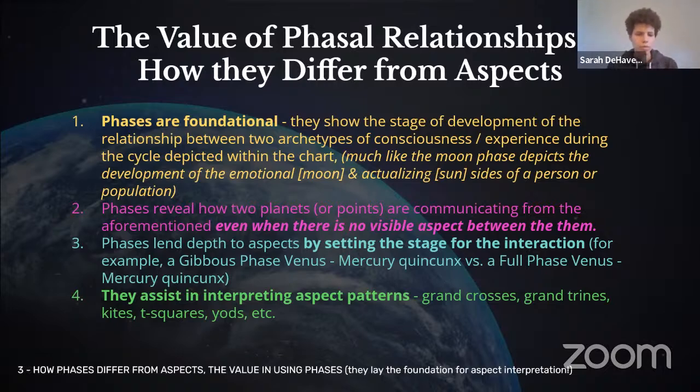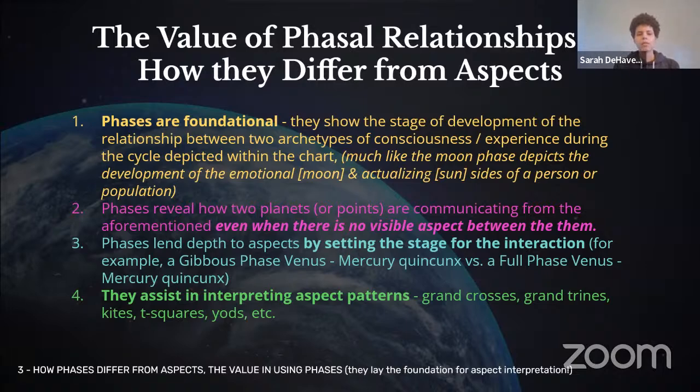Phases also lend depth to aspects by setting the stage for the interaction. So for example, a gibbous phase Venus-Mercury quincunx, which is a 150-degree aspect, if I'm not mistaken, versus a full phase Venus-Mercury quincunx, which I believe is 210 degrees. Those are very different energies. Gibbous is still in the waxing portion of a cycle of 360 degrees, whereas full phase is past that point and it's beginning to wane, right? Right at that apex of the full phase, the moon is starting to lose light, metaphorically. So the dynamics are different.